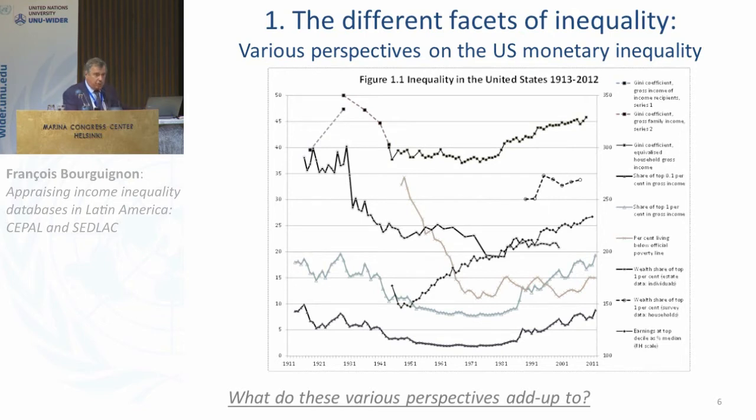These are Gini coefficients. On the vertical axis, this is the CEDLAC estimate. On the horizontal axis, this is the CEPALSTAT. You have the 45-degree line. And then, as Nora was saying a little earlier, you see that definitely CEPALSTAT tends to overestimate Gini coefficients in comparison with CEDLAC. In some cases, you can see that the difference is substantial.